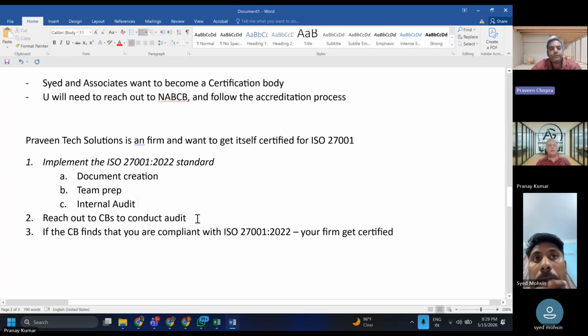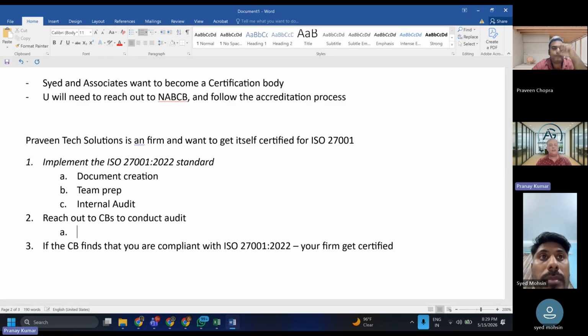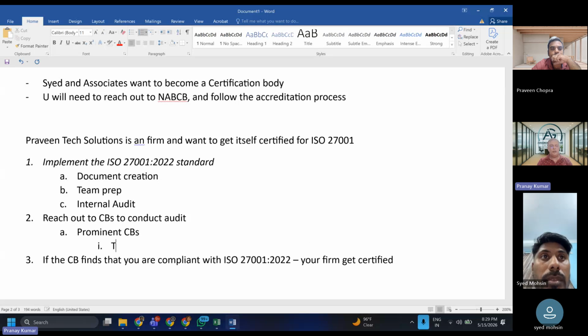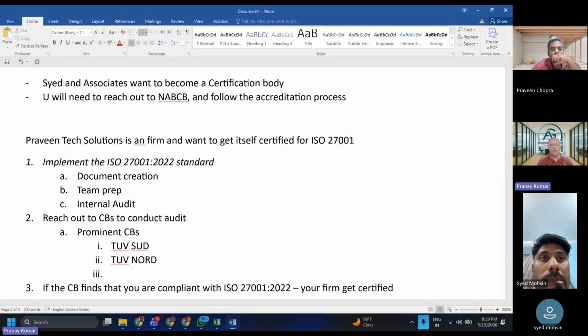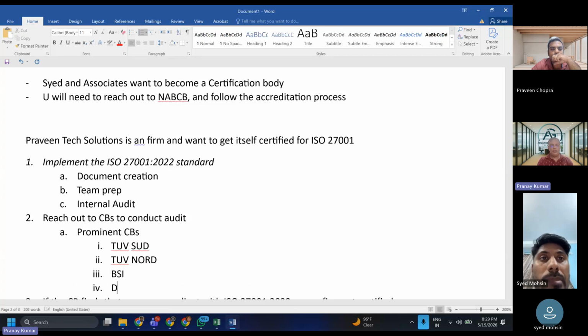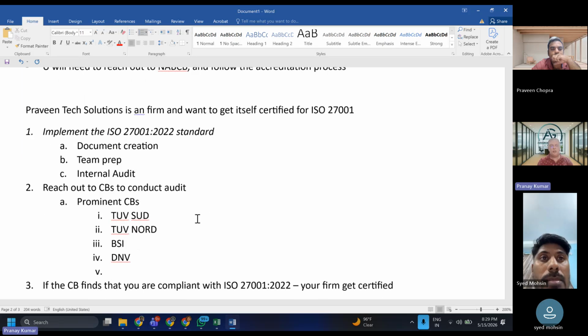So TUV is a CB, right? Yes. The prominent CBs in India are TUV SUD, TUV Nord, PSI, DNV, and Bureau Veritas. These are the major players in the certification industry.